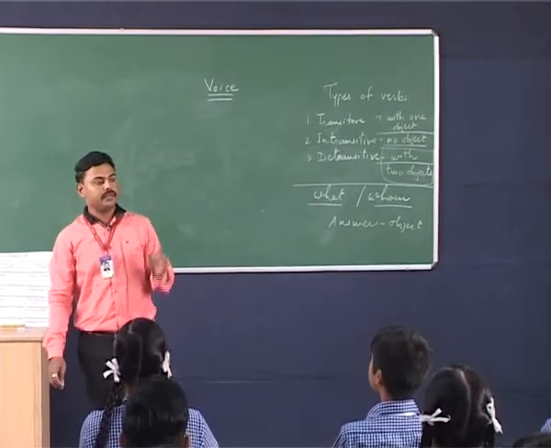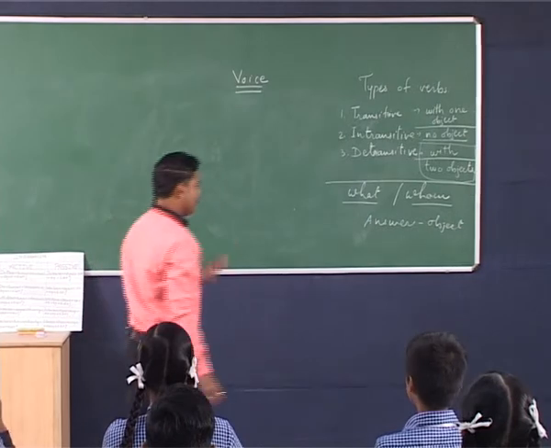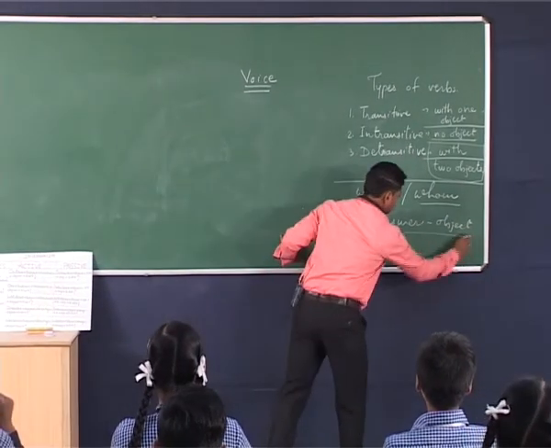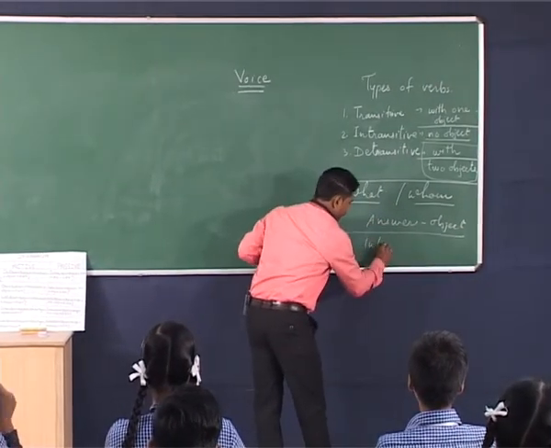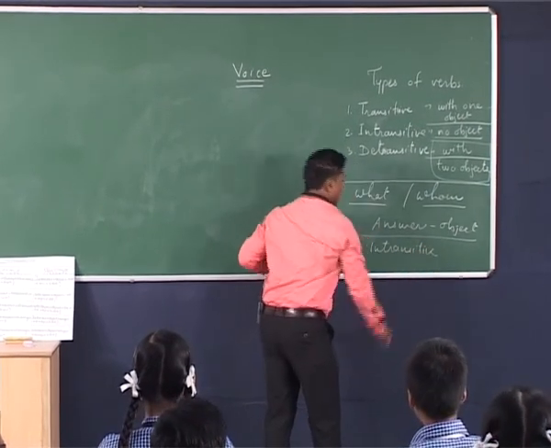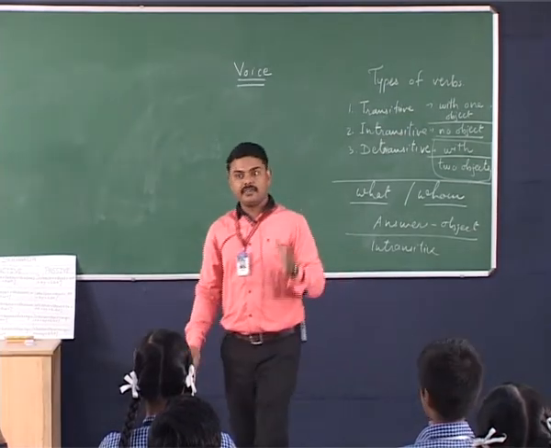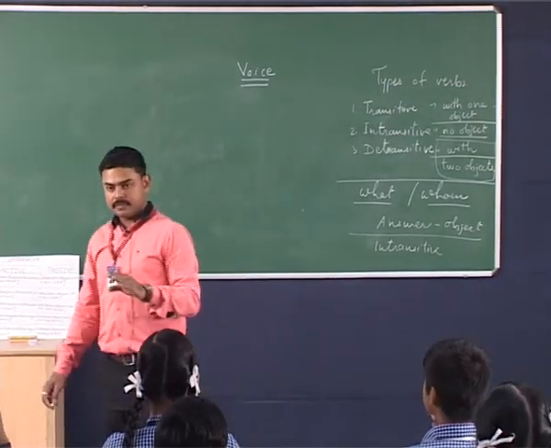Suppose you ask a question with what and whom, and you don't get an answer. That means that kind of verb is called an intransitive verb. The reason is, because there is no object. And when there is no object, this kind of sentence can never be changed into passive.